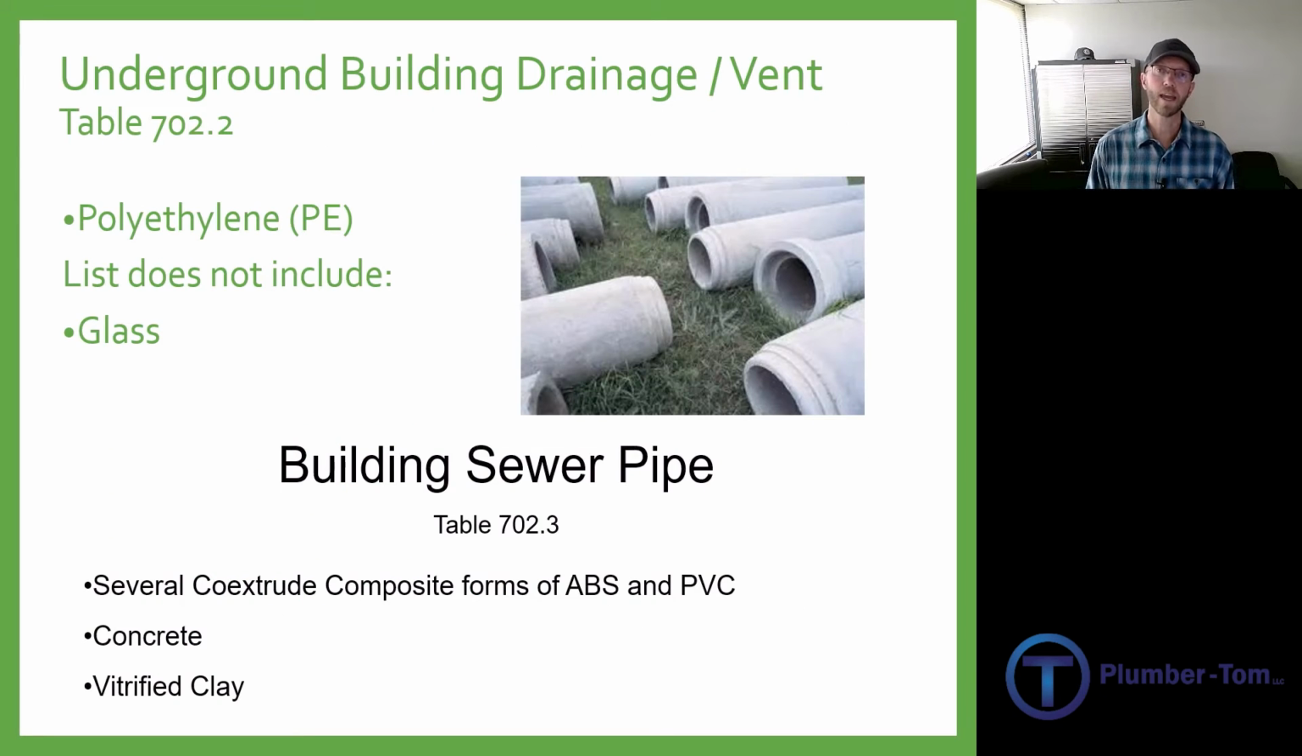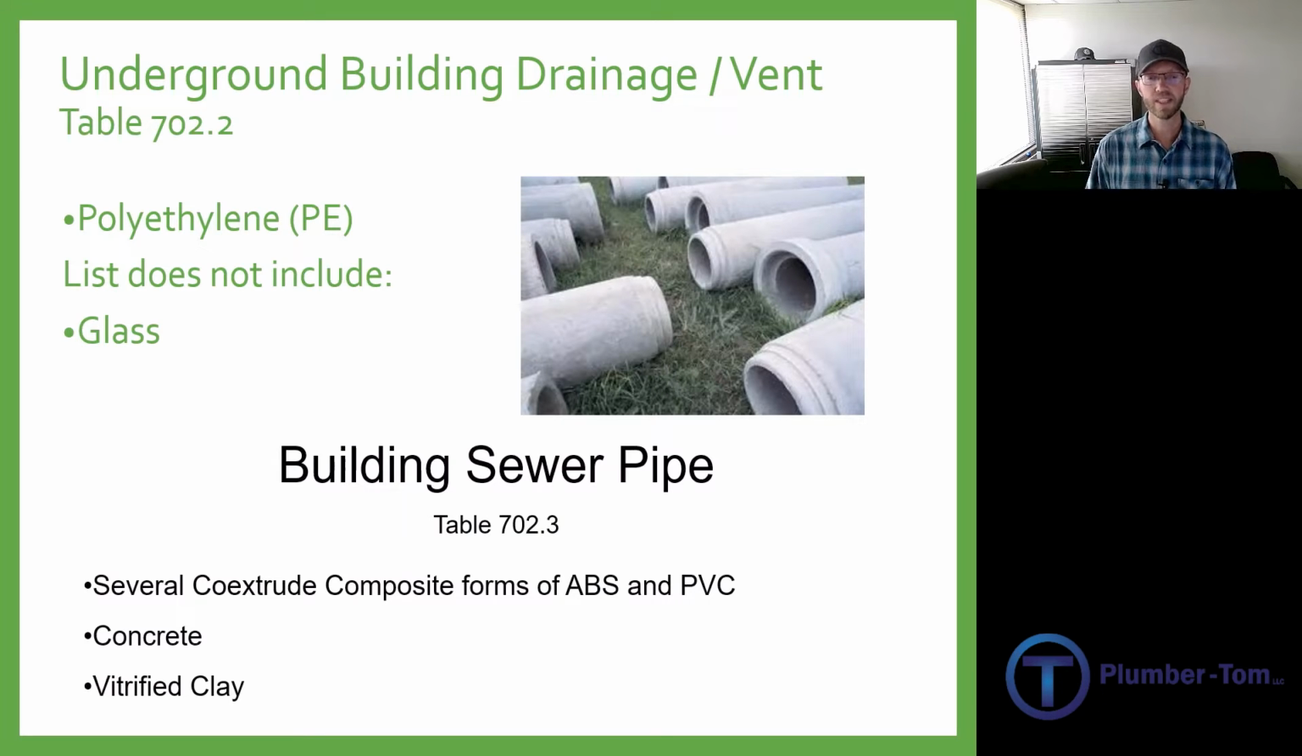Let's have a look at table 702.2. As you go down the list, you'll find that most of the things listed on that table are the same as the last one, the above ground. But they do have a few other options, including polyethylene, or PE. But they've also removed glass pipe, and you can imagine how much fun it would be to install glass pipe on an underground with lots of rocks. So for obvious reason, right?